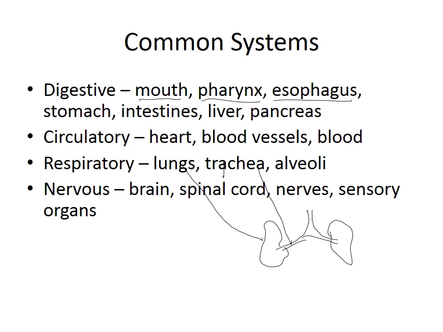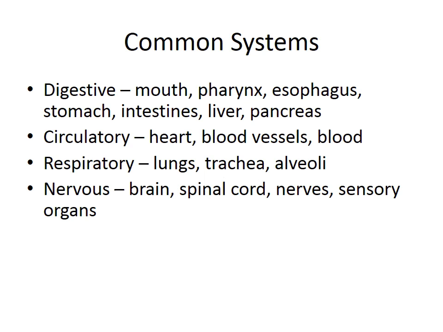These are lungs, and inside the lungs are those tiny little bunches of grapes, which we also know as alveoli. The nervous system consists of the brain, the spinal cord, nerves, sensory organs. So every system has a unique set of organs.